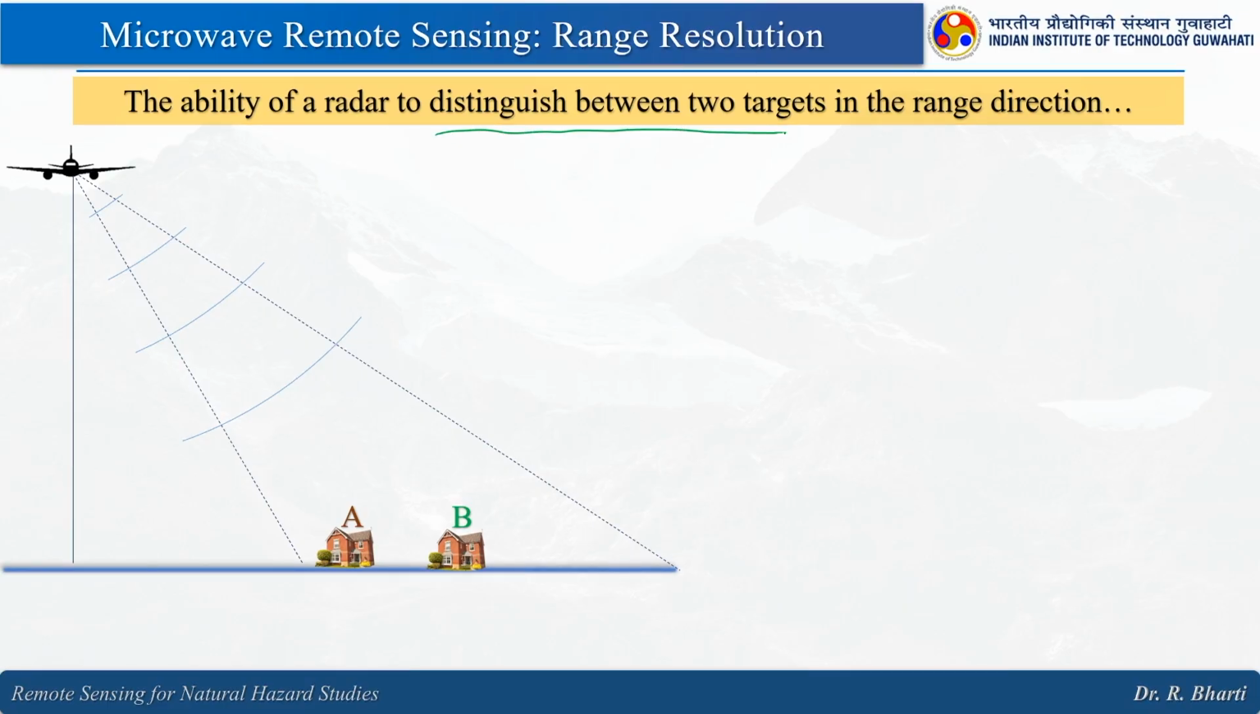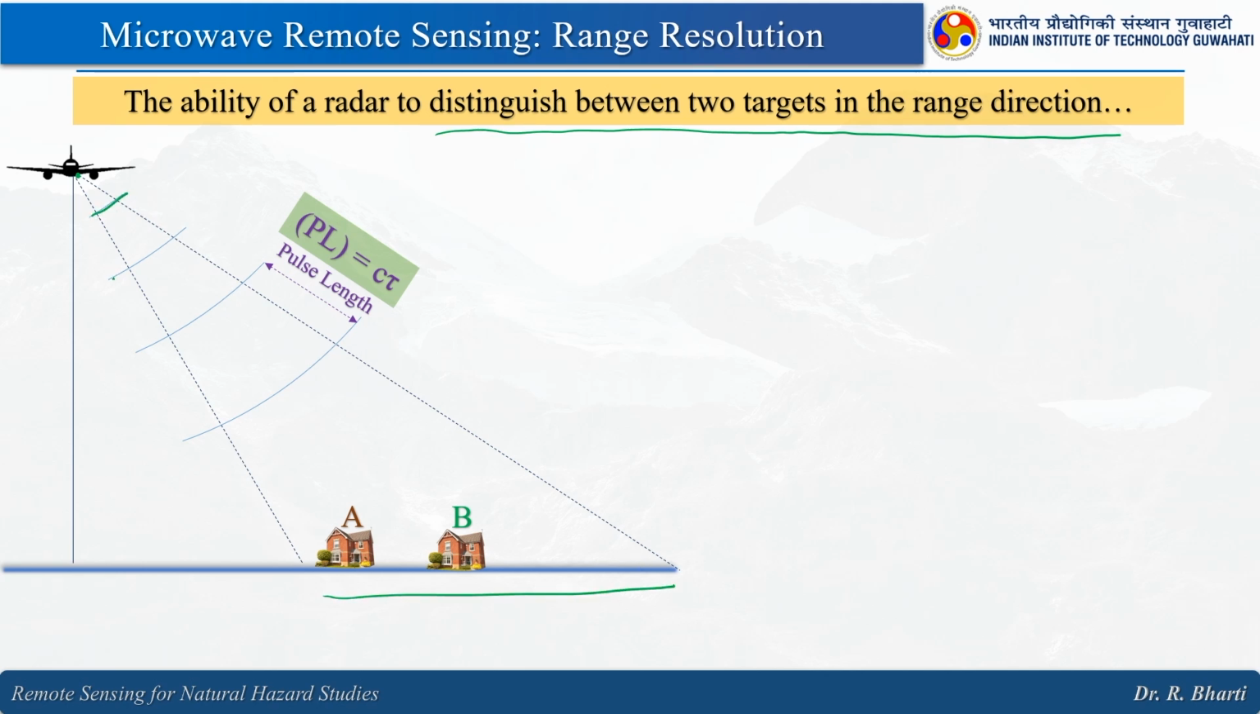Now, we will understand the range resolution. The ability of a radar to distinguish between two targets in the range direction, that is range resolution. Here you can see this particular aircraft is illuminating this area with these pulses. All these are pulses released at a particular interval and they have a fixed width. The width of the pulses is also fixed.